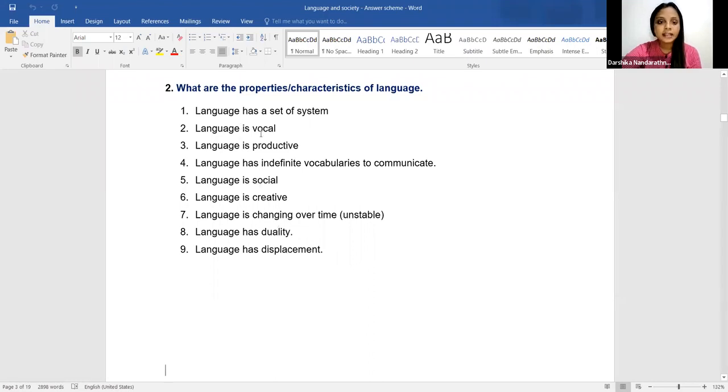Okay, so 9 properties or characteristics of language are given here. Language has a set of system. Language is vocal. Language is productive. Language has indefinite vocabularies to communicate. Language is social. Language is creative. Language is changing over time. That means it is developing with time, right? Then language has duality. Then language has displacement.